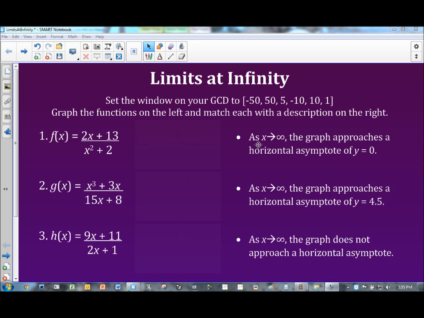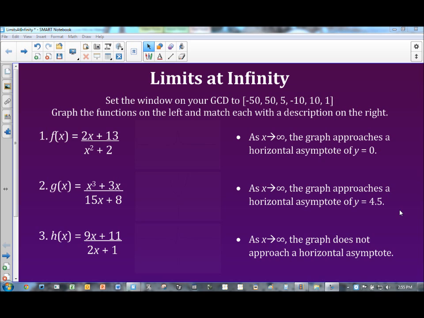One of 3 things is going to happen. Each one of these is going to match up with one of these. Either the graph is going to approach a horizontal asymptote of 0, or the graph is going to approach a horizontal asymptote of 4.5, or the graph is not going to approach a horizontal asymptote at all. So take some time, graph each one of those, pause the video, and then when you resume the video, we'll talk about what was what.